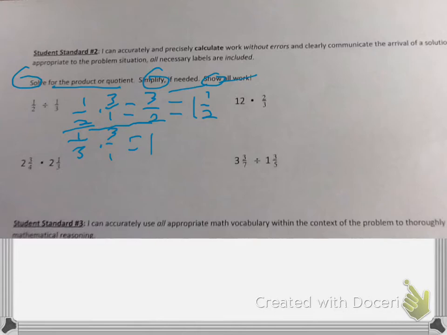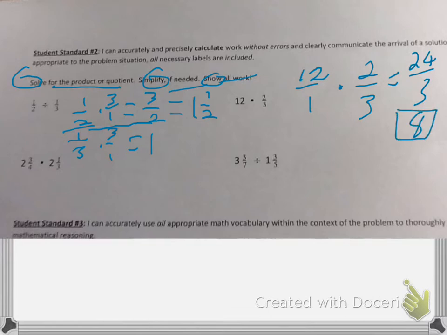12 multiplied by 2/3. Now multiplying, we can just multiply straight across. But we want to make sure that each part is a fraction. 12 doesn't equal 12/12, so it equals 12/1. So you have to put 12/1. Now you can multiply straight across. So 12 times 2 is 24, and 1 times 3 is 3, and then you can simplify. 24 divided by 3 is equal to 8.